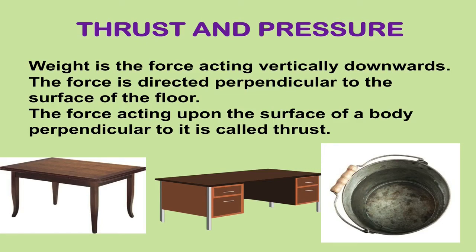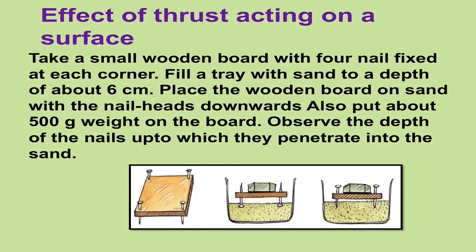As the surface of the floor can be taken as horizontal, therefore, the force with which each of the above mentioned bodies presses the floor is directed perpendicular to the surface of the floor. The force acting upon the surface of a body perpendicular to it is called thrust. Let us find out the effect of thrust acting on a surface.